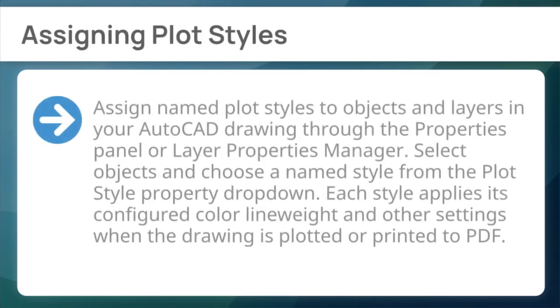Next, assigning plot styles. Assign named plot styles to objects and layers in your AutoCAD drawing through the Properties panel or Layer Properties Manager. Select objects and choose a named style from the Plot Style property dropdown. Each style applies its configured color, line weight, and other settings when the drawing is plotted or printed to PDF.